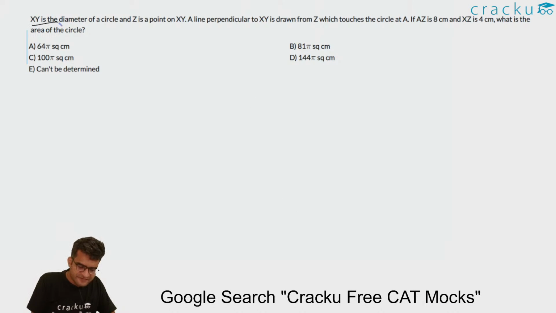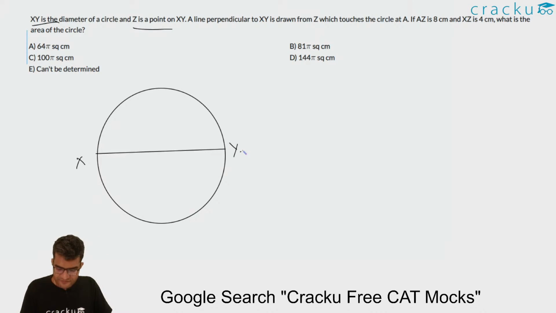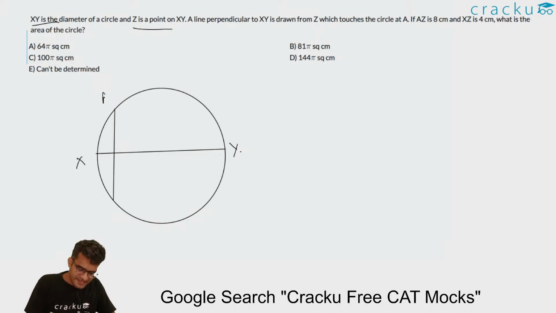Here we are told that XY is the diameter of a circle and Z is a point on XY. So let us draw a circle. Let us say this is the circle and XY is the diameter. So XY is like this and Z is a point on XY. A line perpendicular to XY is drawn from Z which touches the circle at A. Basically we have something like this. This is a chord. This is say A and this is Z. AZ is 8 centimeters. So this is 8.